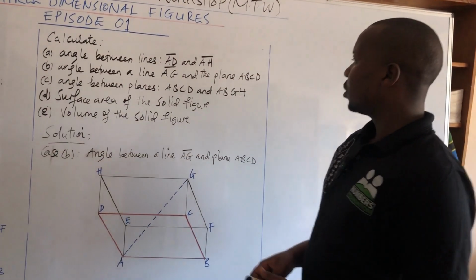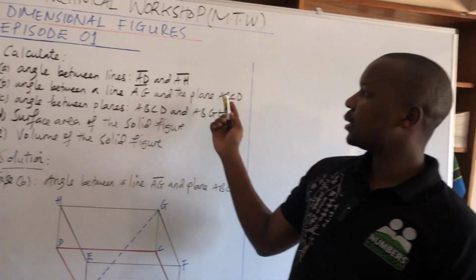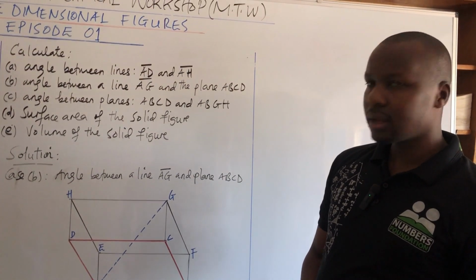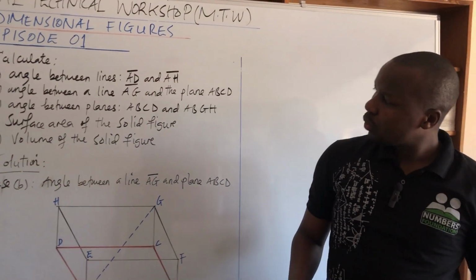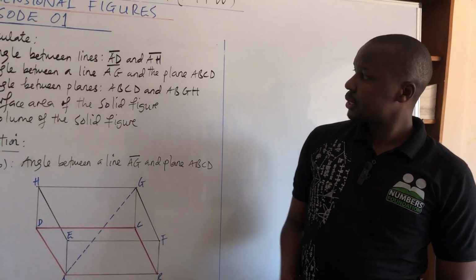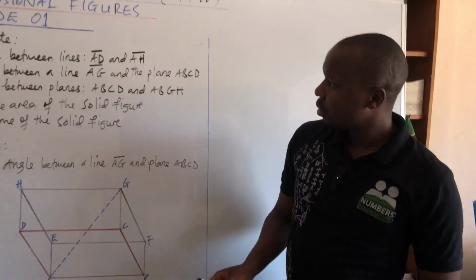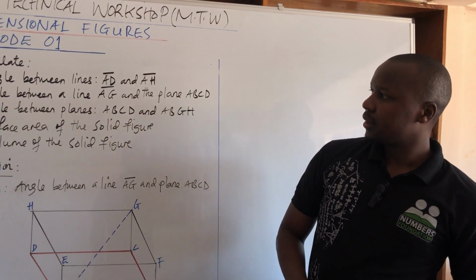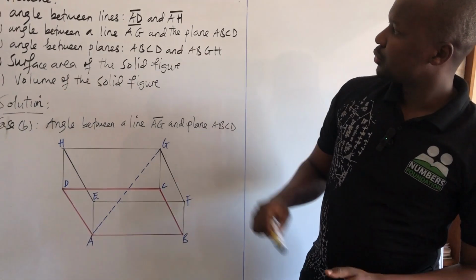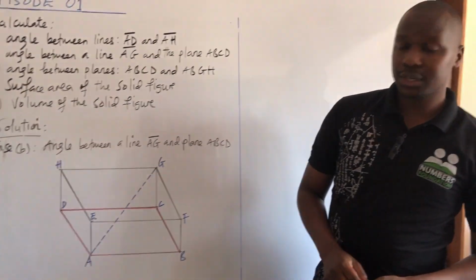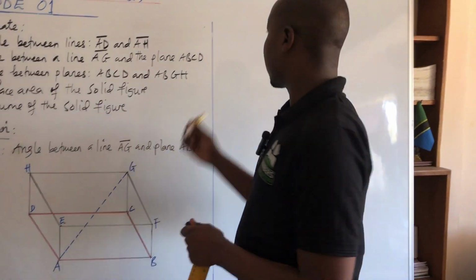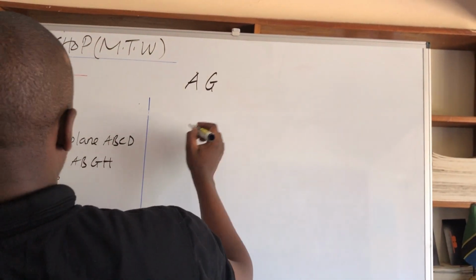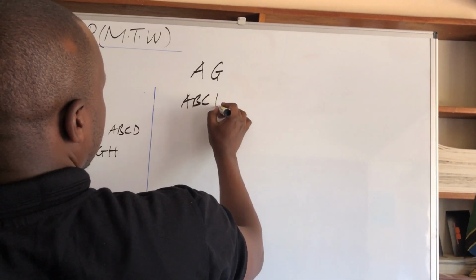We'll start with the definition of the angle between a line and a plane. The angle between a line and a plane is the angle that is formed between the line itself and its projection on that plane ABCD. So how do we start formulating the projection of the line AG on the plane ABCD? The first thing that we are going to do is find the point of intersection between the line and the plane. We can use a technique where you write the line AG and the plane ABCD.